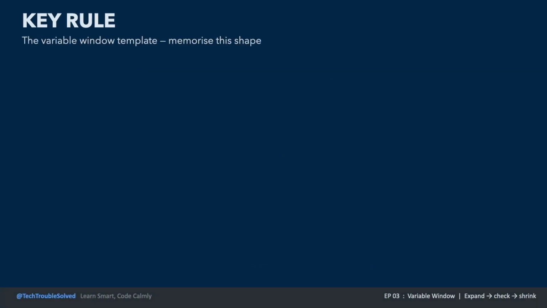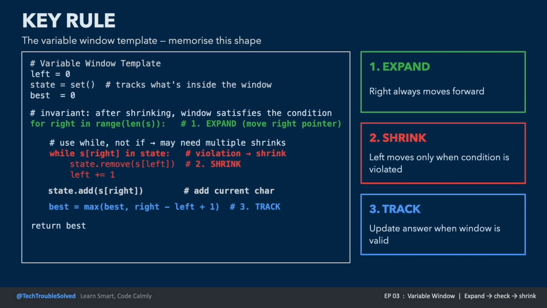Okay, this is the slide you want to save, because here is something I really want you to understand. This is not just about today's problem. The variable window pattern shows up everywhere. Longest substring with at most k distinct characters. Minimum size subarray with sum greater than or equal to target. Longest subarray with ones after replacement. All of them same skeleton.